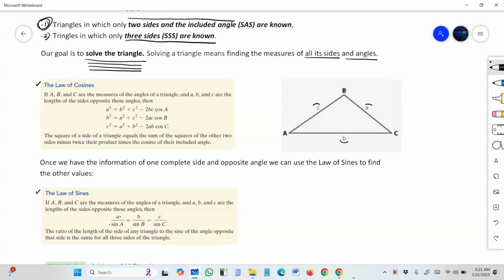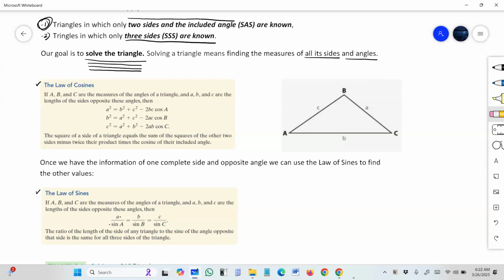Okay. There may be some cases where the information that we're given does not produce a triangle, because maybe the triangle doesn't close because the measurements don't produce a triangle. Okay, but by and large, the examples that we're going to see here, we're going to be able to solve it.